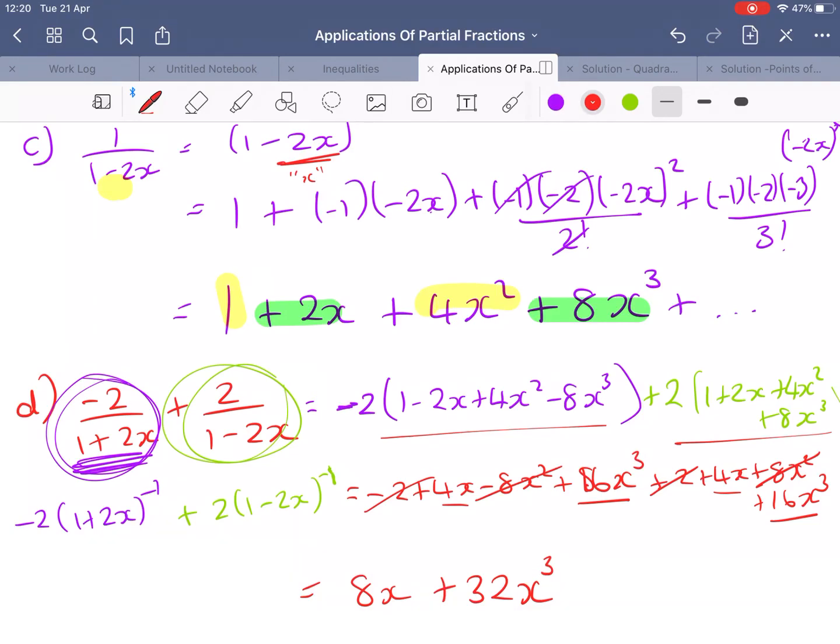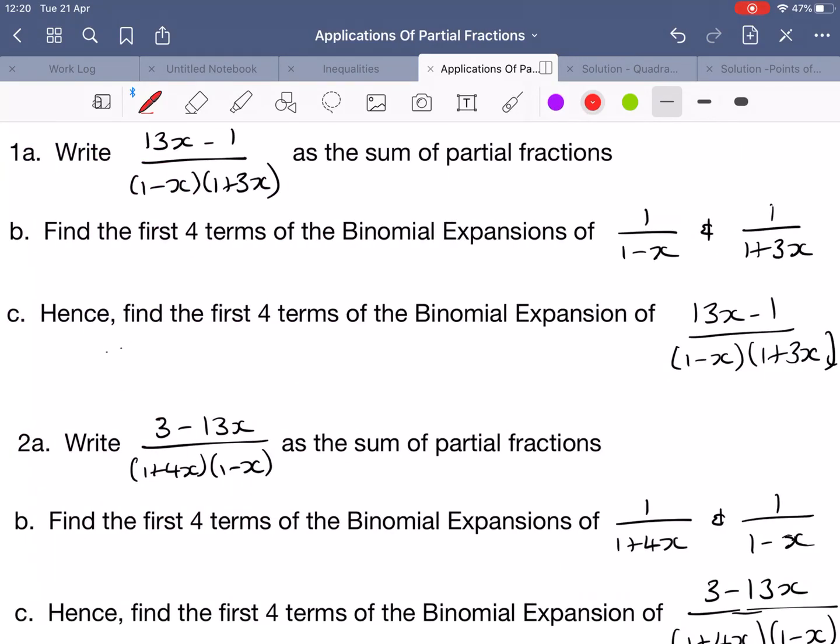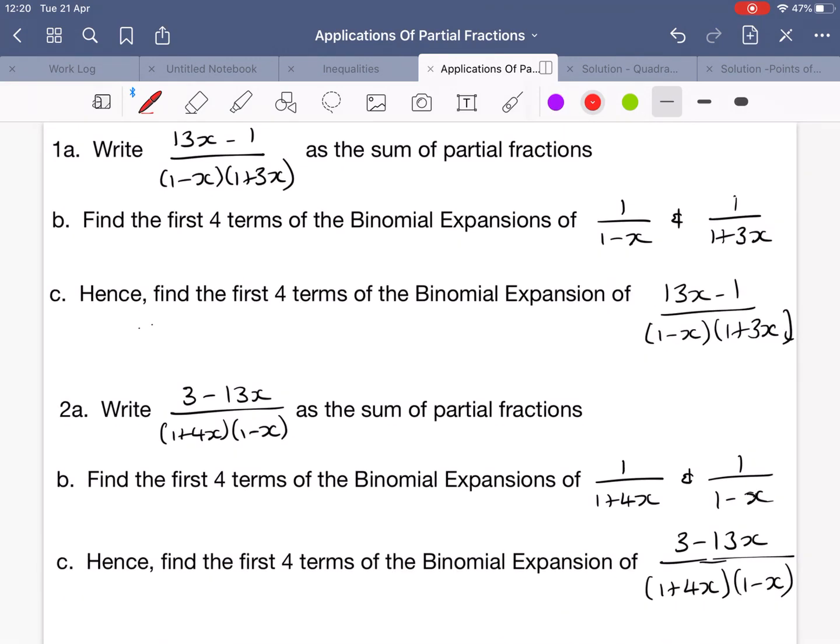Okay, quite a lot to that, and I might have gone a little bit quick, but have another little look and have a go at these two. Okay, again, press pause, and when you press play again, I will show you the solutions.